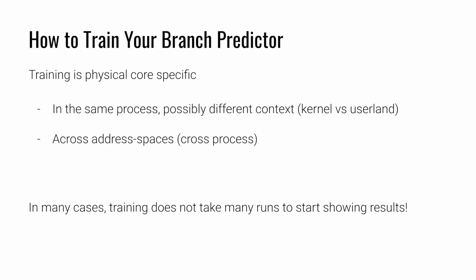This information can be used to influence speculative execution by poisoning the branch histories that the branch predictor relies upon. Keep in mind that the branch predictor operates on a per physical core level. So when training a branch predictor, the execution needs to occur either in a single process, possibly in different contexts, such as kernel or userland, or in multiple processes that are on the same physical core. In many cases, mistraining the branch predictor does not take many runs to start showing results.